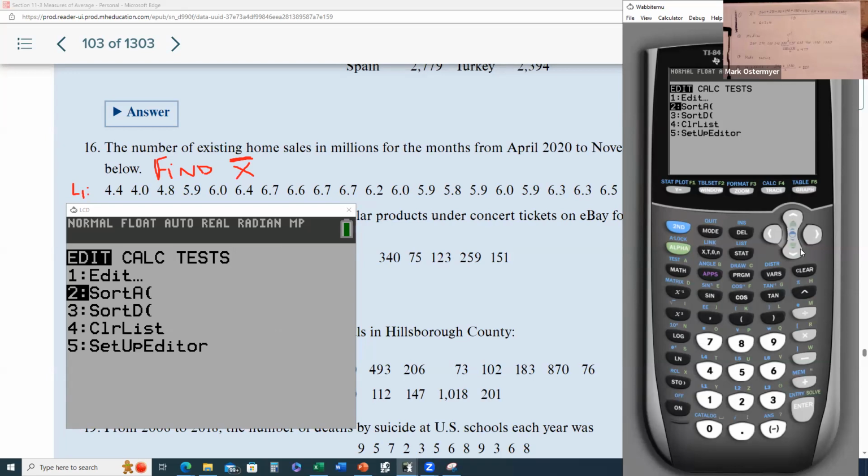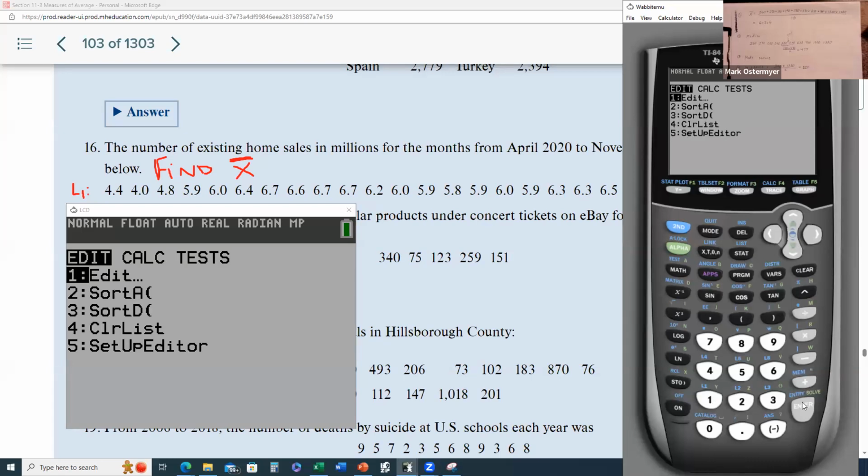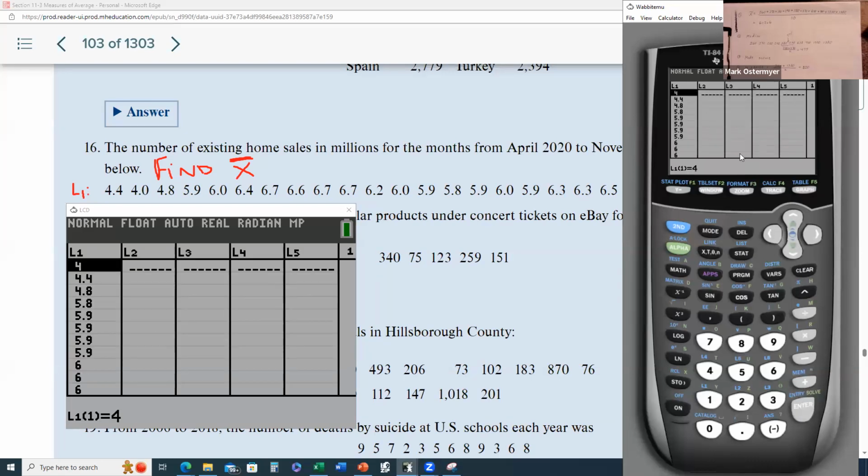You can sort in ascending order by selecting the sort A function, entering the name of the list that you put your data into. It was list 1. Second 1 brings up the name list 1. Close the parenthesis, hit enter, and the data has been sorted. Now, if I go back to stat, edit, my data has been sorted from smallest to largest, from top down in this list here. It's all been sorted now. That's an invaluable feature for helping you to find the mode of a data set.